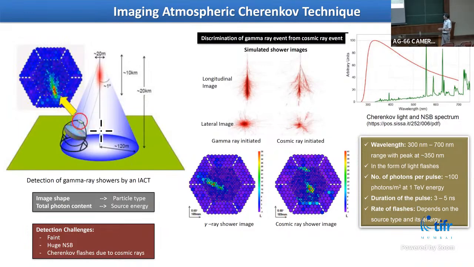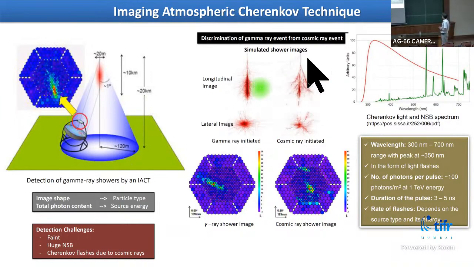So this is the telescope, this type of telescope, with a large collection area, and at the focal point there is a camera which will capture the Cherenkov shower image. Then, by using sophisticated image analysis algorithms, it is analyzed whether that particular image is produced by cosmic rays or by a gamma ray shower.